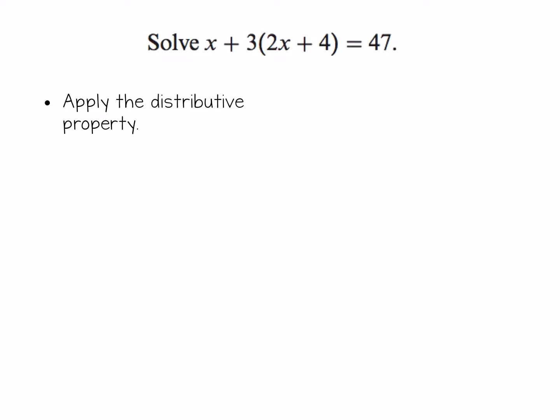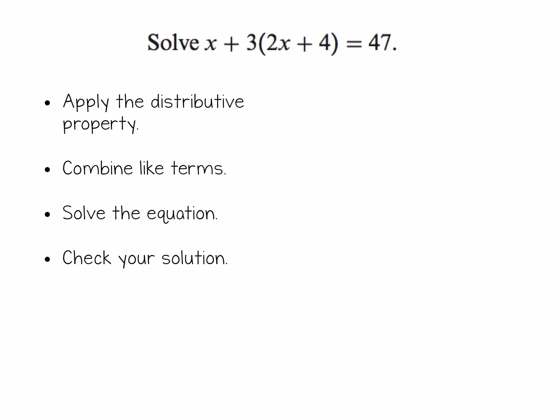In this example, we can see that we need to apply the distributive property. So we'll multiply inside the parentheses by the 3. Then we'll combine like terms, we'll solve and check our solution. So first let's distribute that 3. And we'll get x plus 6x plus 12 equals 47.